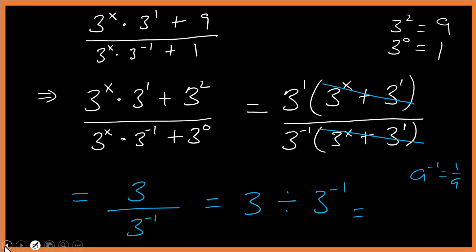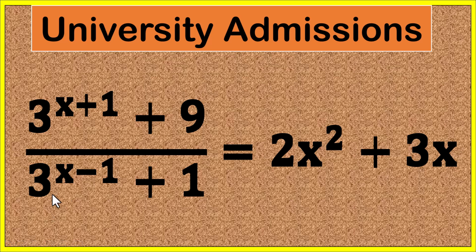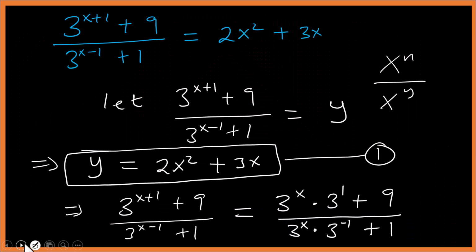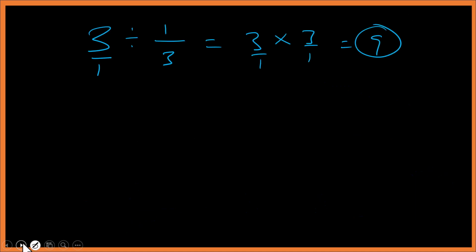It means this side is 9. So we have 9 here as y. So remember this equation: y equals 2x² + 3x. But y is this. So it means that y, that is 9, is equal to 2x² + 3x. Remember this one is y.